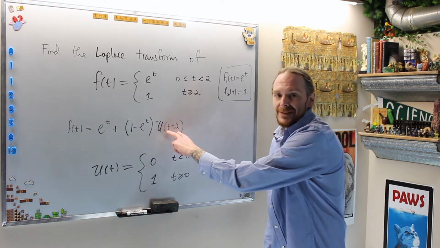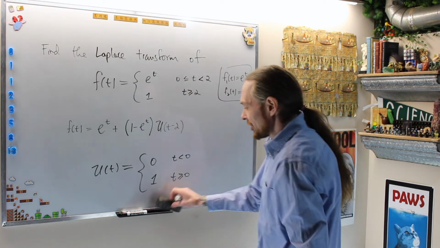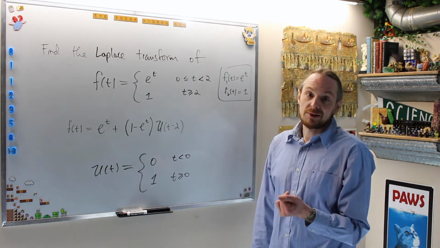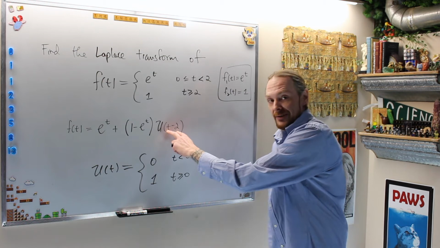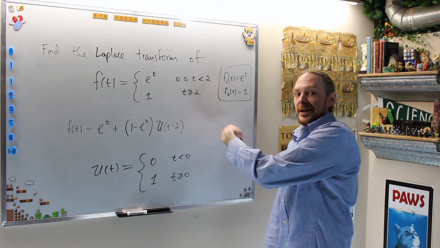So then what is the shift? u of t minus 2 is just a shift. How would that be if we're using standard transformations, everyone? That would be a shift to the right 2 units.